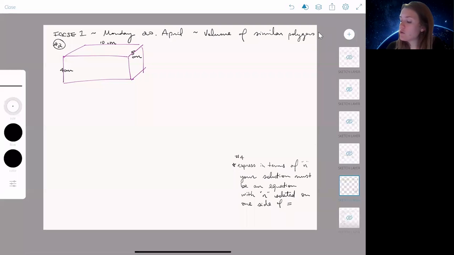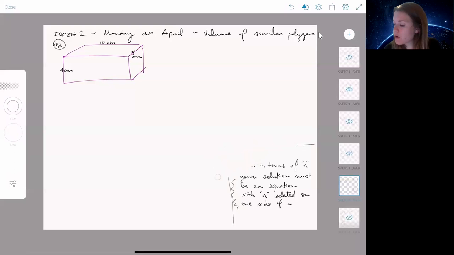Before I move on, I do want to emphasize this. In the directions for number 4, it says express your answer in terms of n. And what that means is your solution must be an equation with n isolated on one side. Okay, so your answer should be an equation, n equals something. Okay, let me erase that now. We don't really need it.